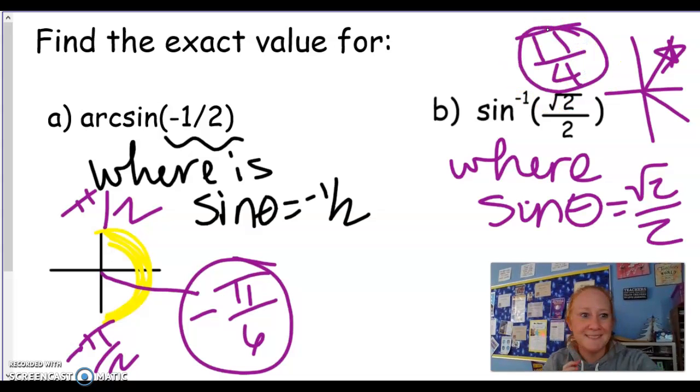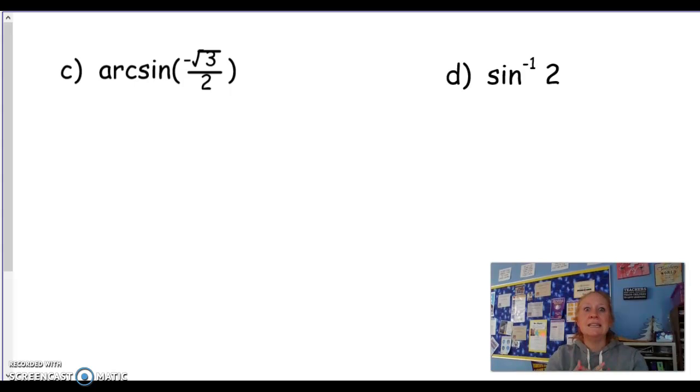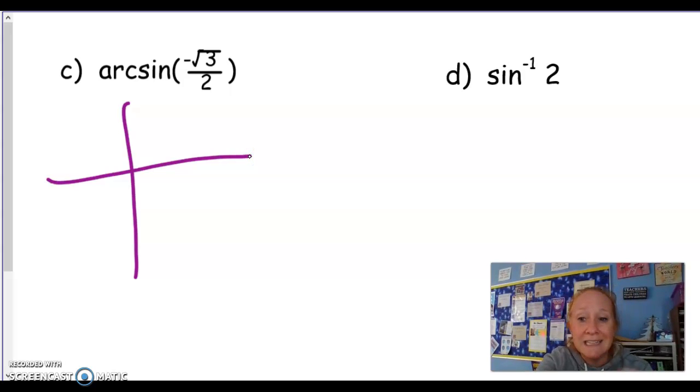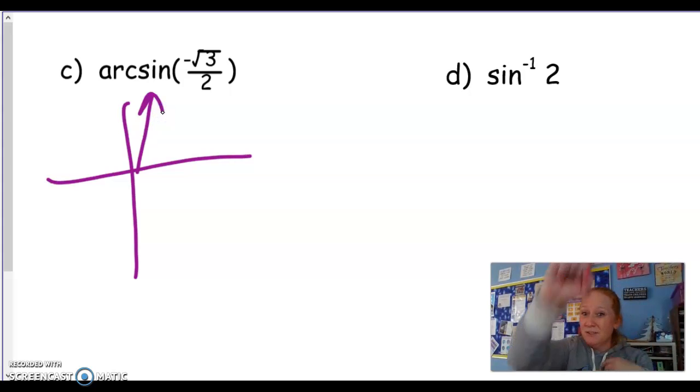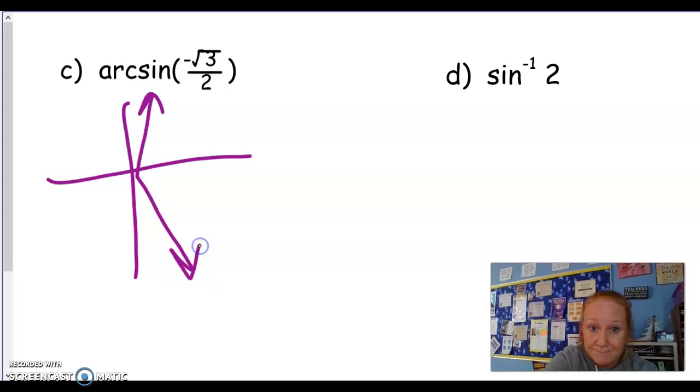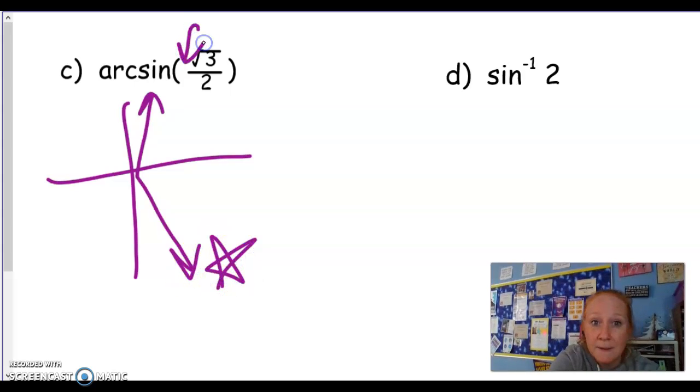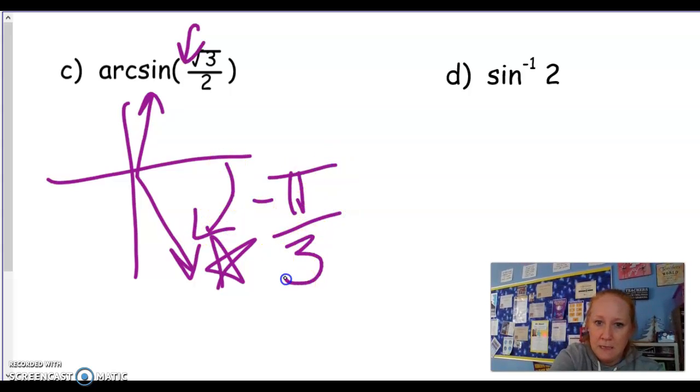It's like a puzzle. Okay, what do we got? Arcsine of negative root 3 over 2. Okay, so where is the sine? What's your reference angle? Is that a pi over 6, a pi over 4, a pi over 3? Is it pi over 3? Because you want it taller, but is it that pi over 3 up there, or is it this one? It's this one because it's negative. So that is at negative pi over 3. Again, could you call it 5 pi over 3? Yes, but in this context, it's important to go negative pi over 3.